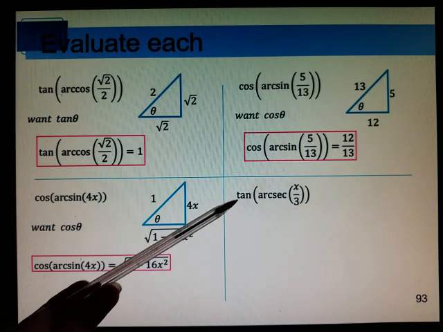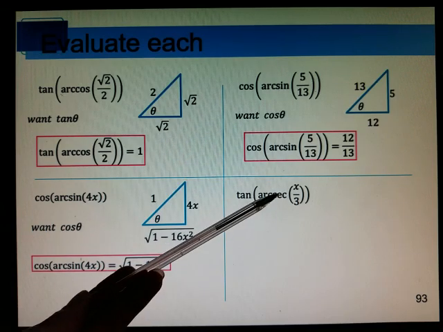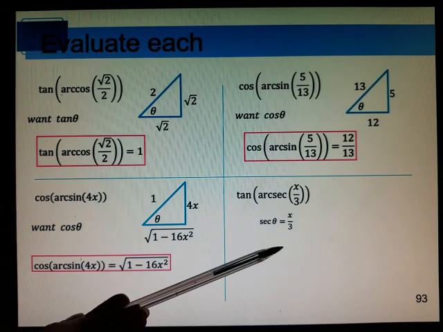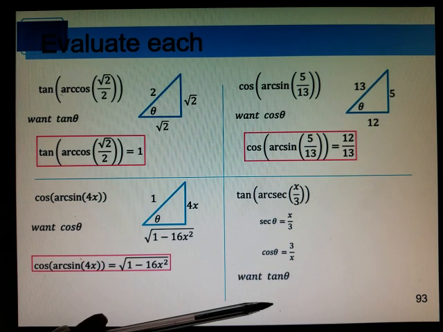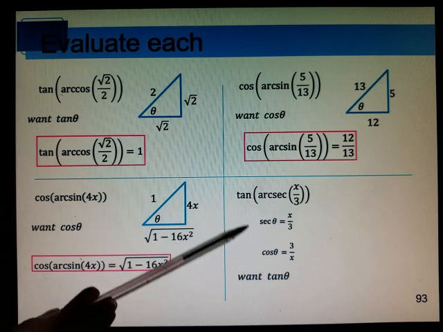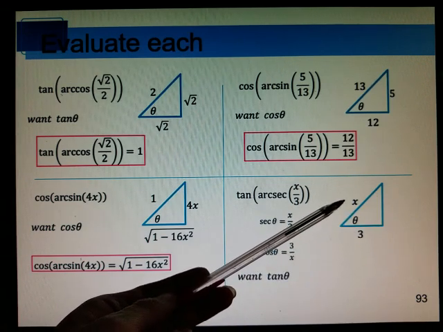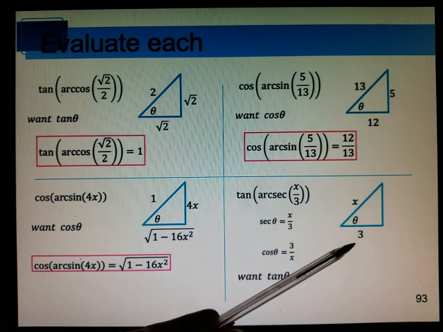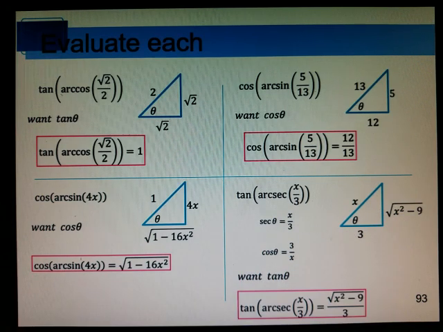This time I want the tangent of the arc secant of x over 3. Well, secant is the reciprocal of the cosine. That means the cosine of some angle is 3 over x. So let's look at that picture. And now I want the tangent of that angle. So the cosine of the angle is 3 over x, Pythagorean theorem, this would be the square root of x squared minus 9. Now I want the tangent at that angle, so opposite over adjacent leg. And there we go.